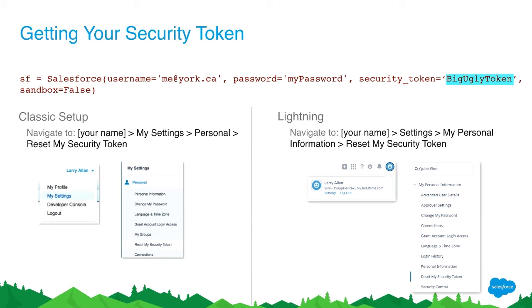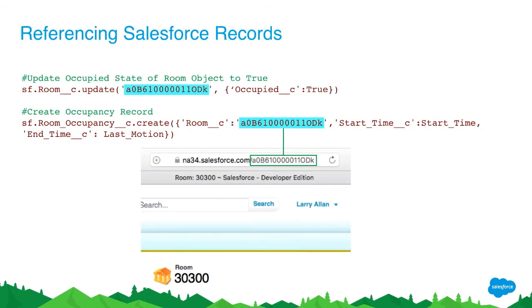In the classic setup, basically you go find your name, go down to your settings, reset your token, and it will send you a new token in an email. In Lightning, it's very similar. In Lightning Experience, you're going to go find your avatar, navigate through the menu, My Personal Information, and reset the token. One more thing to note: if you do change your password for your user in Salesforce that you're using for this integration, the token will also need to be reset again.